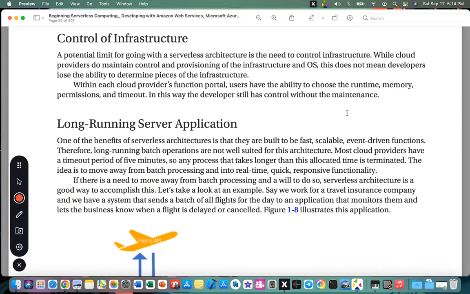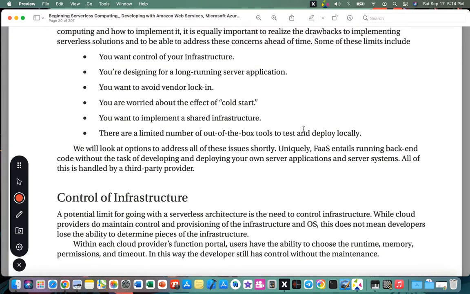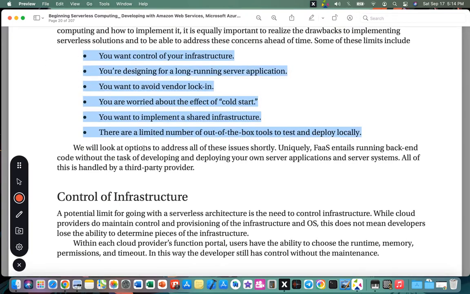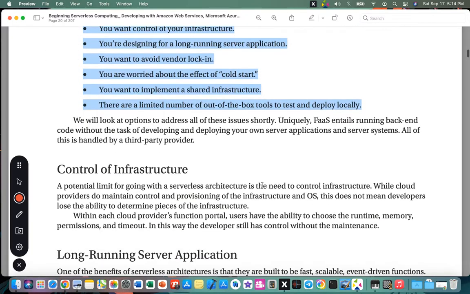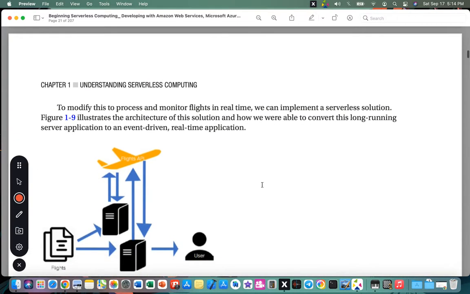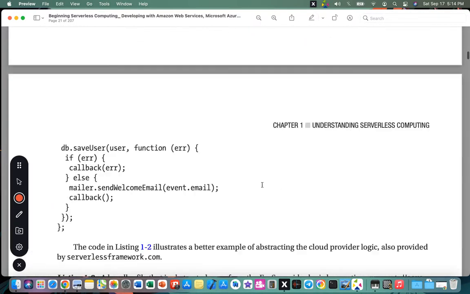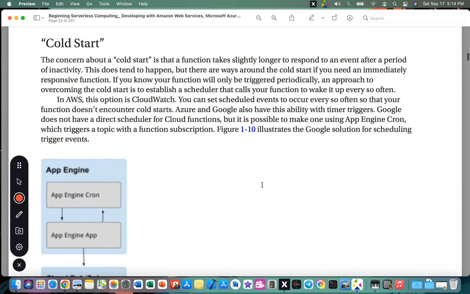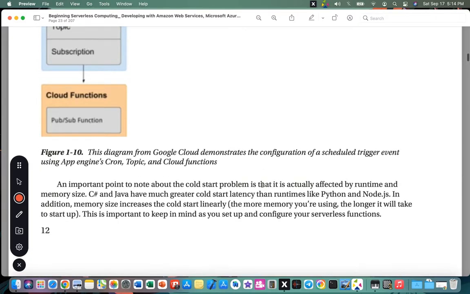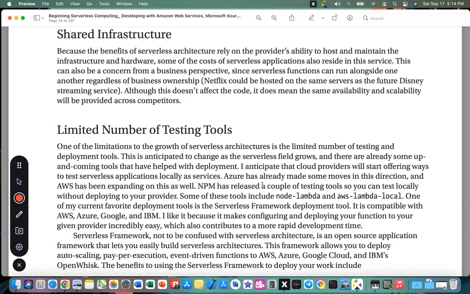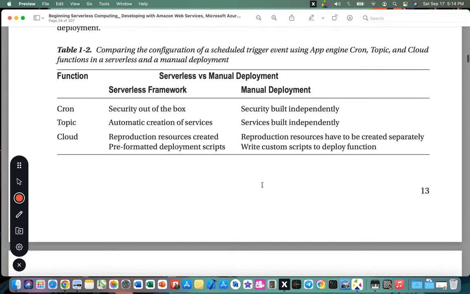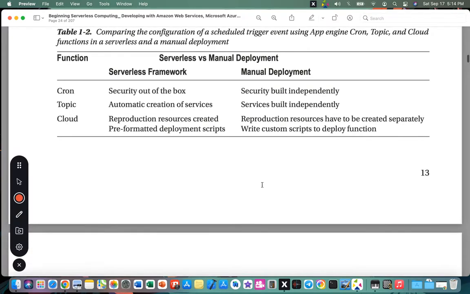Control of infrastructure. Each one of these is covered in a few sections, right? Vendor lock-in, cold start, shared services, limited number of testing tools, right?